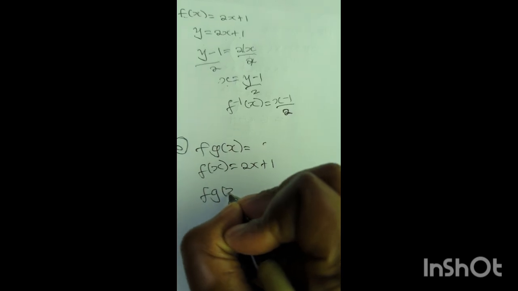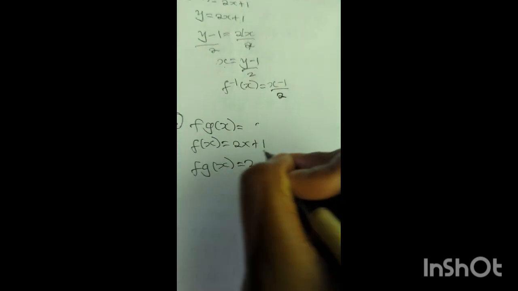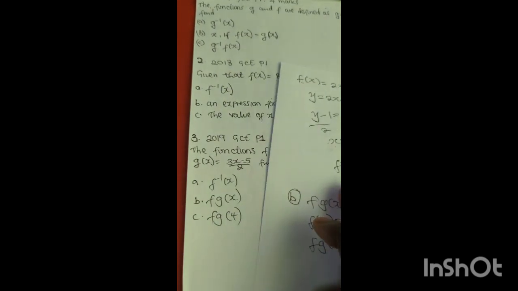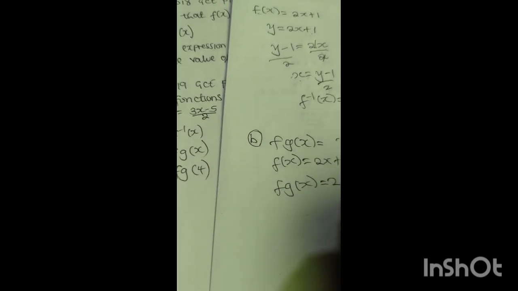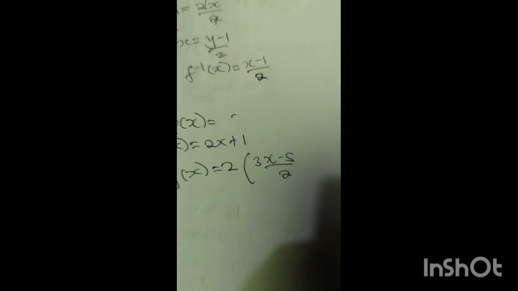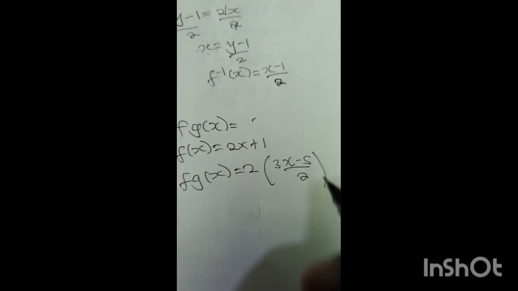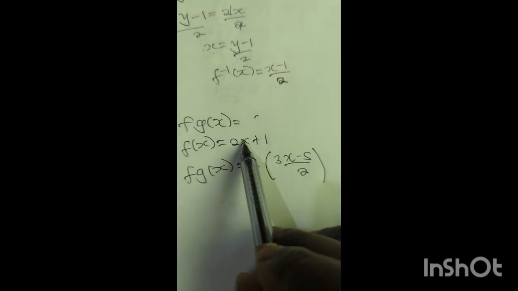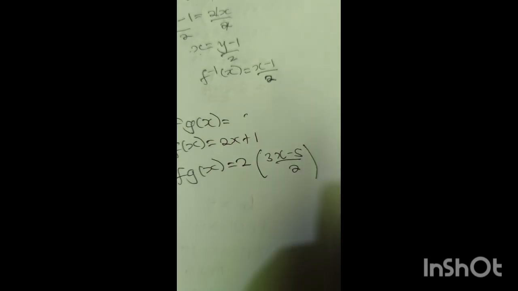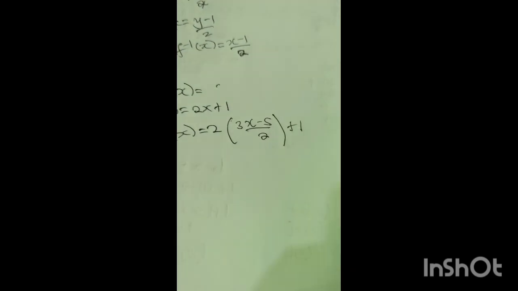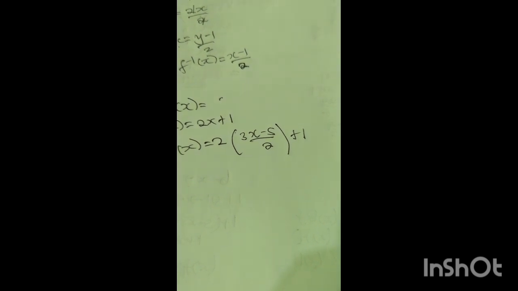Then fg of x is equal to 2, where there's x, I'm putting g of x, which is 3x minus 5 over 2. 3x minus 5 over 2 there. But in this f of x, where there's x, I've replaced g. I still have another one there. I add plus what? Plus 1. Then what do I do here now? I just expand.